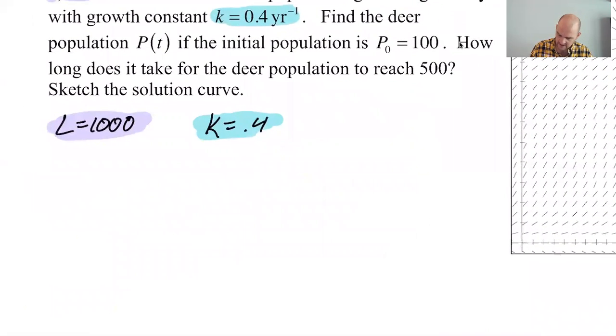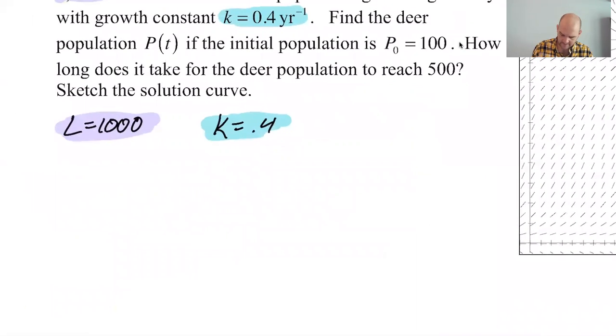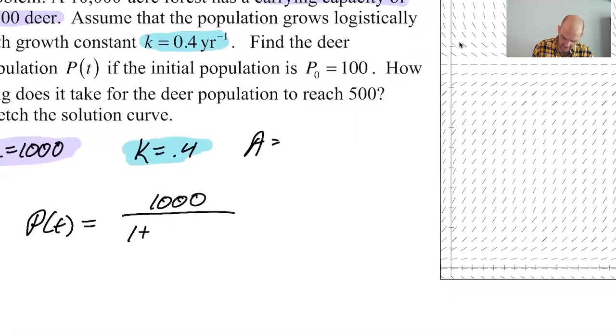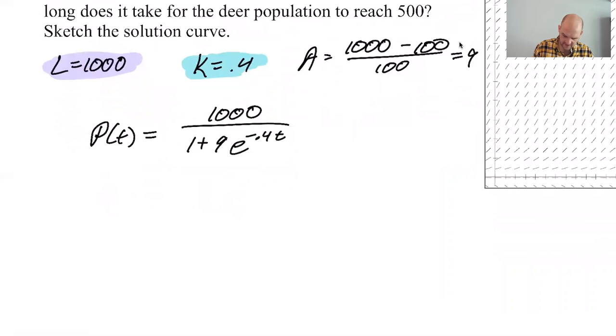Initial population of 100. So we're just given everything we need. How long does it take? Okay, well, that's a different question, but let's solve this thing. P of t is going to be L, which is 1,000, over 1 plus, oh, we've got to find A. A is going to be L, 1,000, minus the initial over the initial, which is just 9. So 9e to the negative kt. So how long does it take for the deer population to reach 500? 500 equals 1,000 over 1 plus 9e to the negative 0.4t.